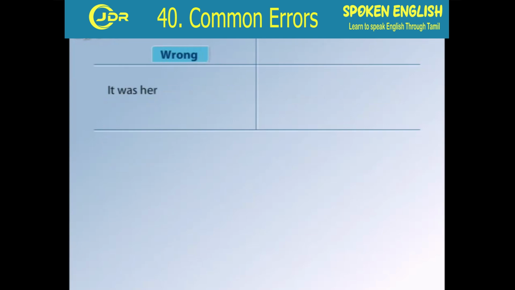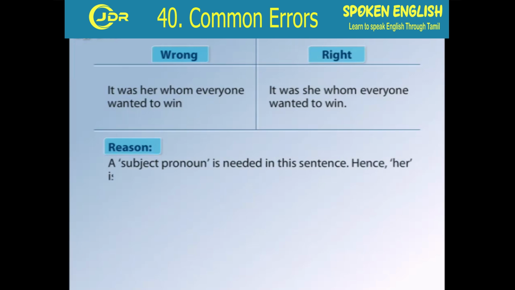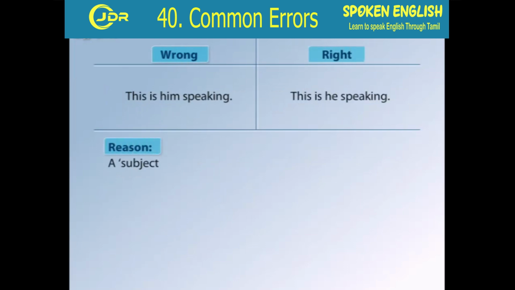Wrong: it was her whom everyone wanted to win. Right: it was she whom everyone wanted to win. Reason: a subject pronoun is needed in this sentence, hence, her is wrong. Wrong: this is him speaking. Right: this is he speaking. Reason: a subject pronoun is needed in the sentence, hence, him is wrong.